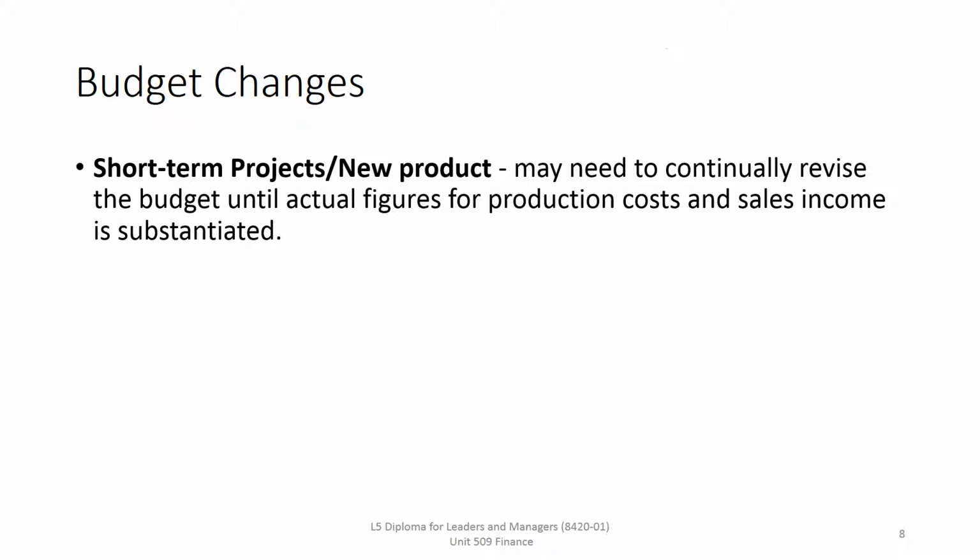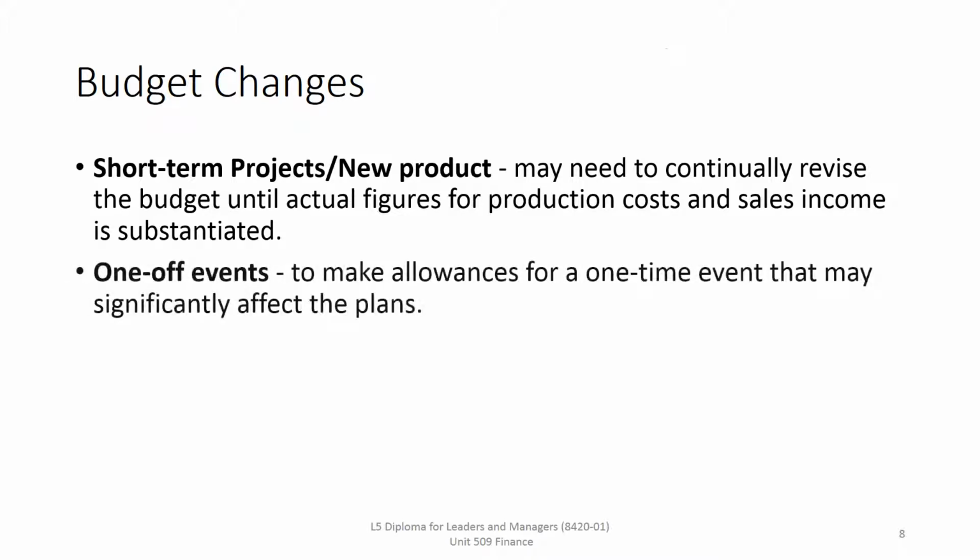Or on a short-term project, it may be so short that it has to be completely reviewed as you're going through and made changes as you're going through the process. There could be one-off events, so we need to make allowances for one-time events that may significantly affect plans. So we may need to look at rejigging the budget because we might have had excessive spending, or there may be duplications of processes as things changed.